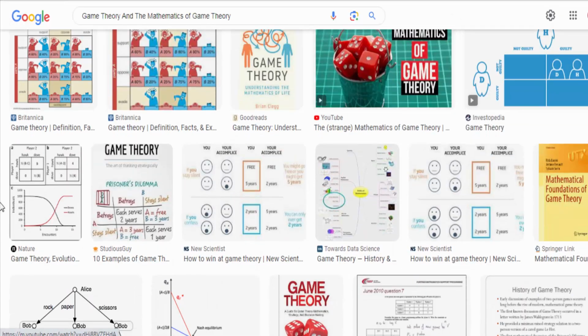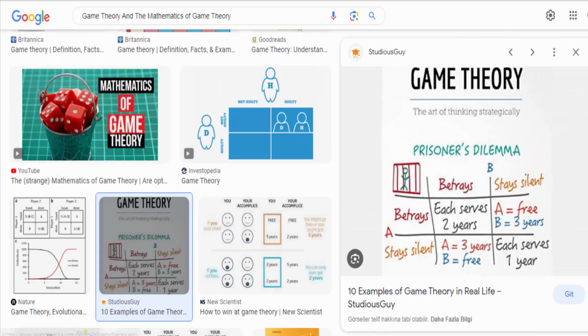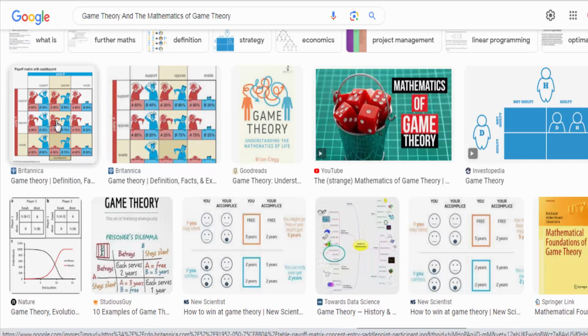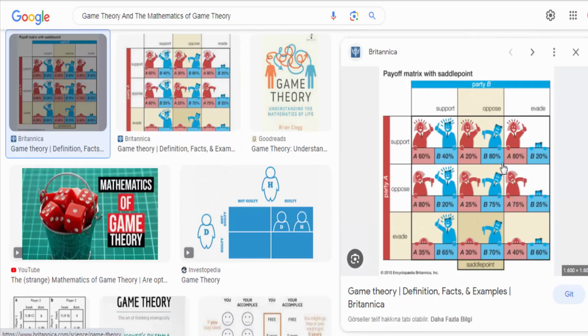Game theory is the branch of mathematics that studies strategic decision-making. It is used to model a wide range of situations in which two or more parties interact with each other, such as economics, politics, and biology.